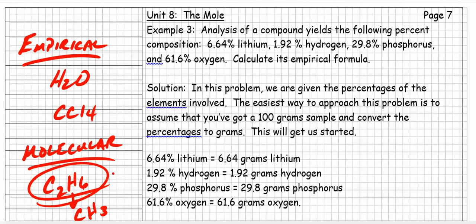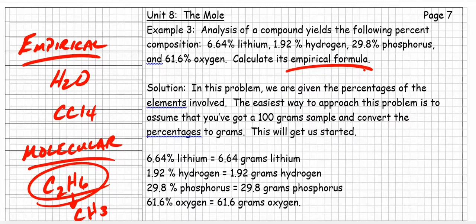Here's what it says. It says analysis of a compound yields the following percent composition. So this compound is composed of 6.64% lithium, 1.92% hydrogen, 29.8% phosphorus, and 61.6% oxygen. Folks, if you add those up, they should add up to 100%. Now, we're to calculate the empirical formula, the simplest whole number ratio of lithium, hydrogen, phosphorus, and oxygen. How do we do it? All right, in this problem, we're given the percentages of the elements involved, but we're given them in percent, not grams, and certainly not moles.